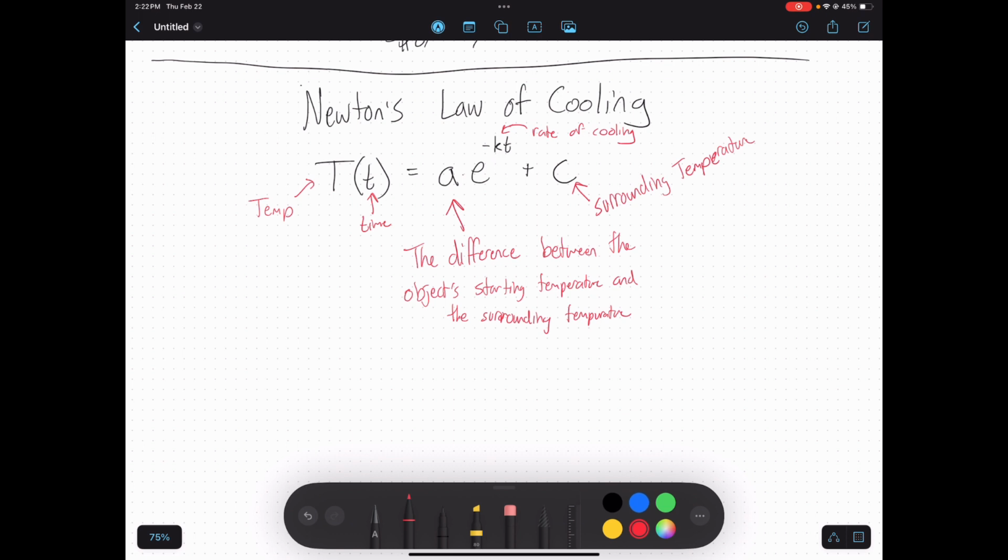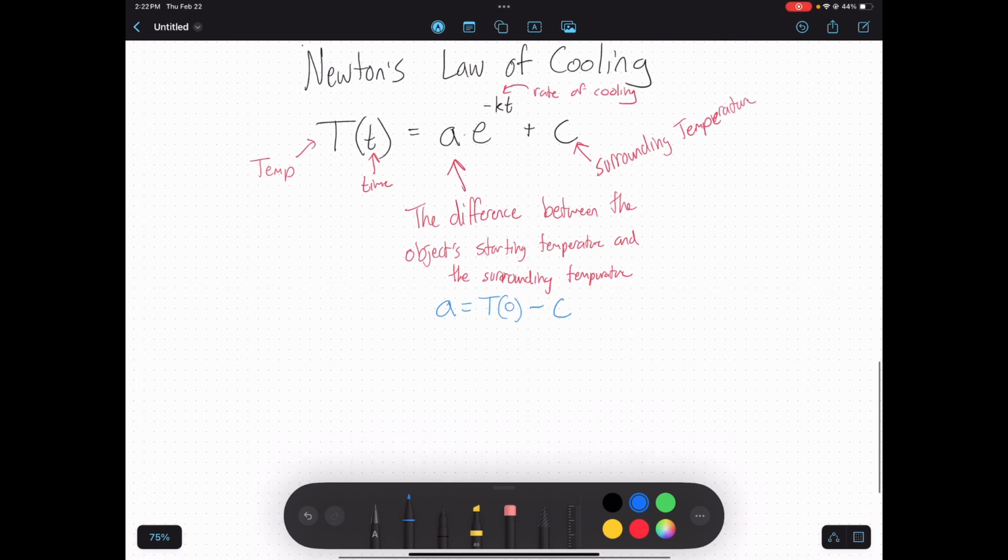And mathematically, I can express that as A is equal to T of 0, right? The temperature after 0 minutes, right when I put the object out, minus C. Your starting temperature is always going to be more than your surrounding temperature, right? Because the whole idea is your object is cooling off. Okay. So that's what A ends up equaling, but you can always solve for that just with any of the data that I give you.